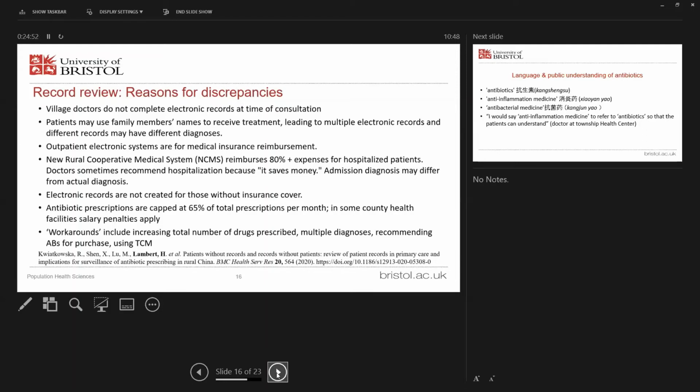That in turn, because of the cap on medical insurance, means that doctors, for the very best of reasons, trying to provide care to their patients, may create a second electronic record so that somebody who's hit the cap of insurance reimbursement can still be treated by using one of their family's names who haven't hit that cap. And so there's a whole set of vagaries in the healthcare system which lead to electronic records not necessarily directly reflecting the reality that we observed.